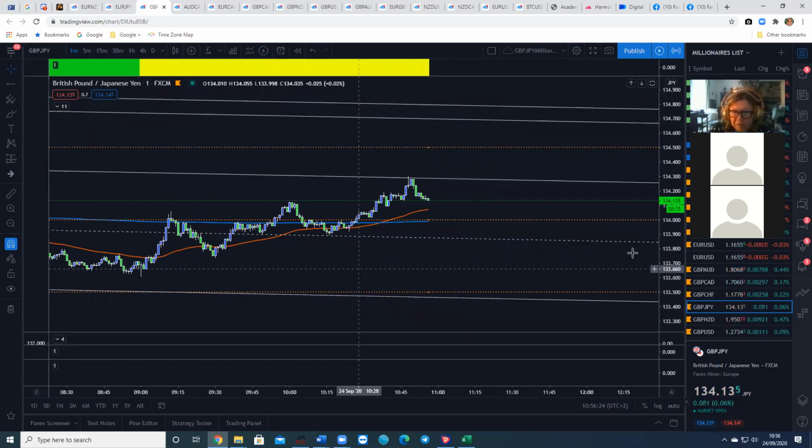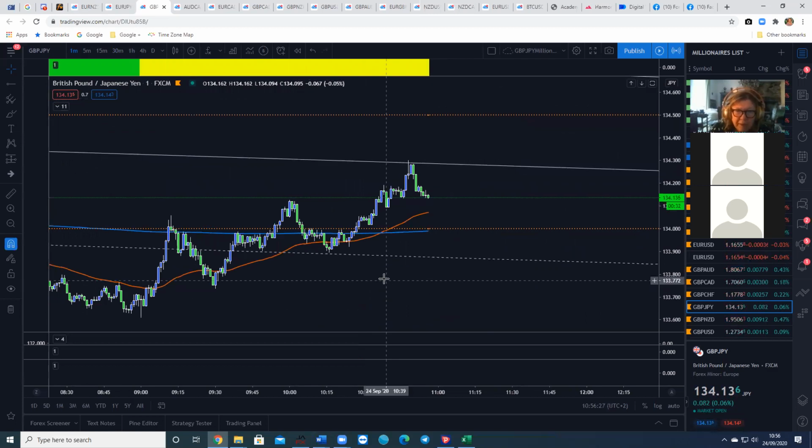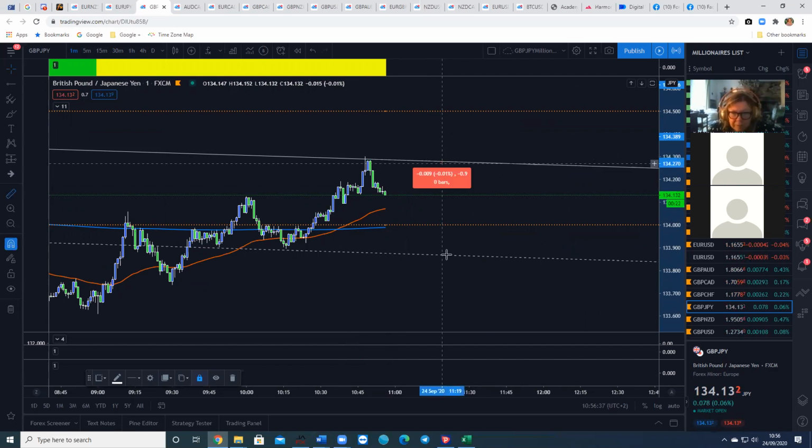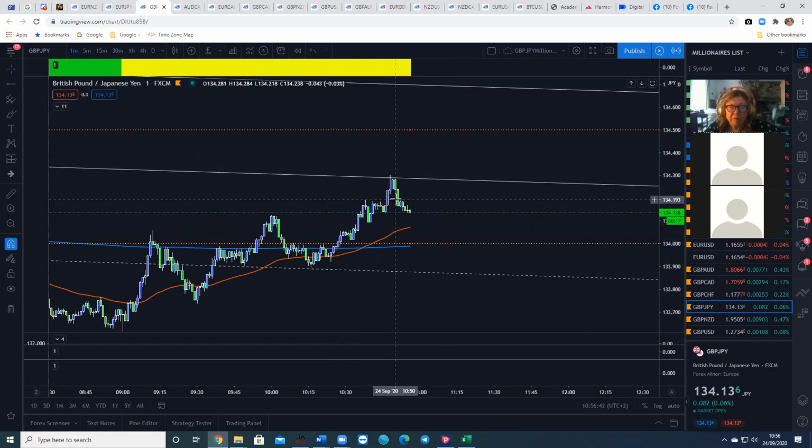The orange has crossed above the quarter theory. Let me see what that gap is there. Oh, 41. So no trade for us on GJ. It's sort of in the middle of nowhere.